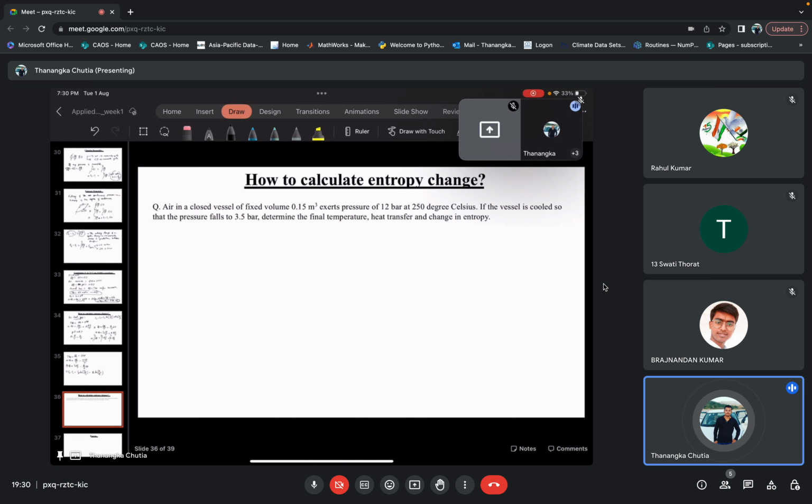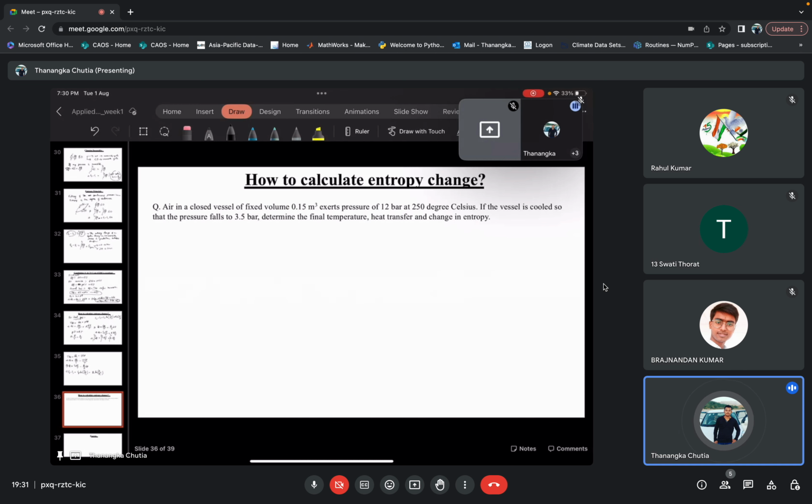Air in a closed vessel of fixed volume 0.15 meter cube exerts a pressure of 12 bar at 250 degrees Celsius. If the vessel is cooled so that the pressure falls to 3.5 bar, determine the final temperature, heat transfer and the change in entropy. So what is given, you have to first write down.